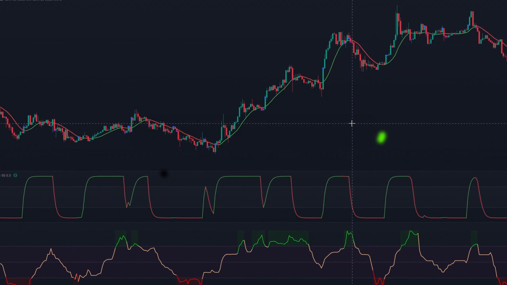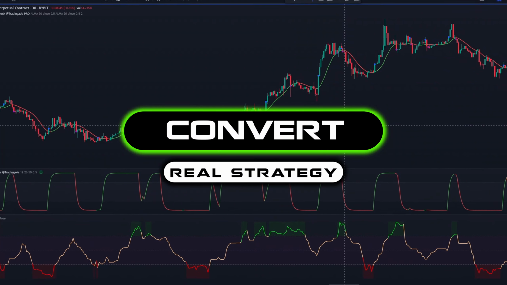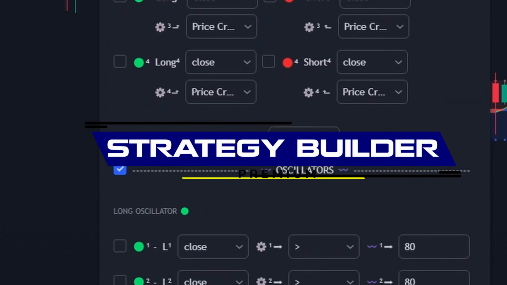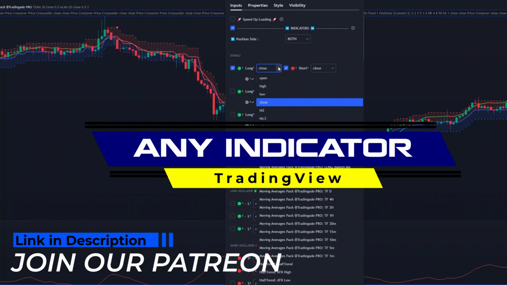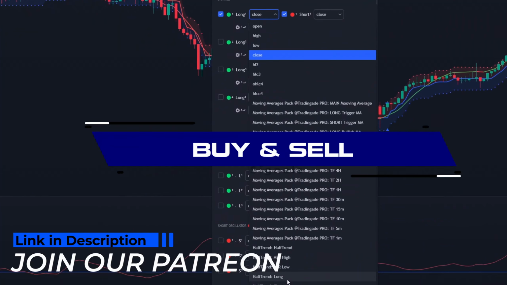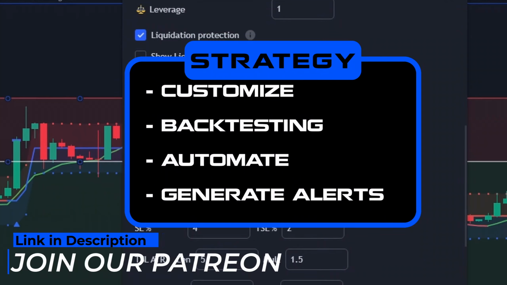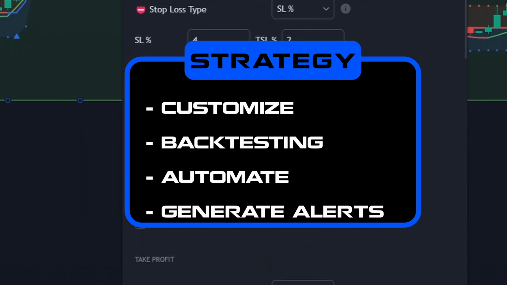Now it's time to convert this trading idea into a real strategy, using our strategy builder, a powerful tool that allows us to combine any indicator available on TradingView to generate buy and sell signals. We can backtest, automate strategies, set up alerts, and do all this cool stuff with just 2 clicks.